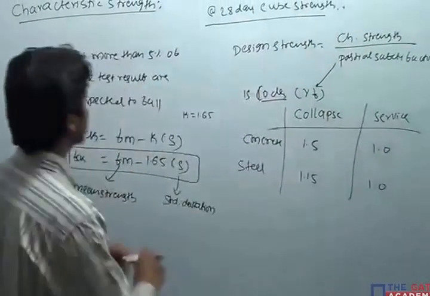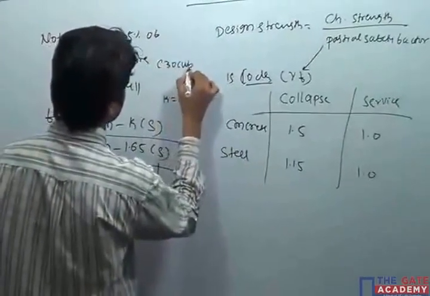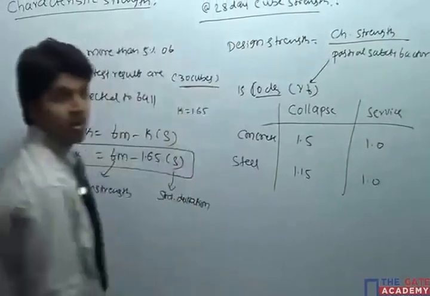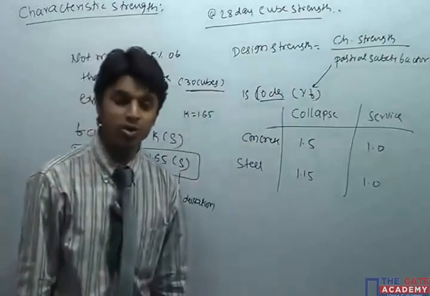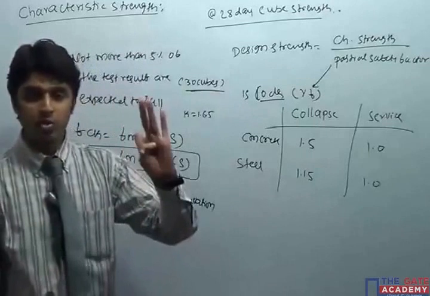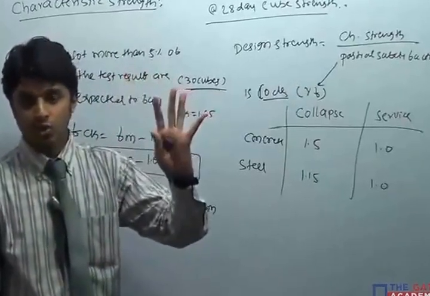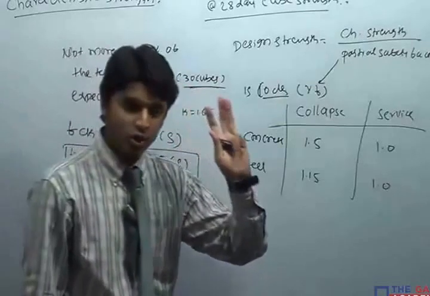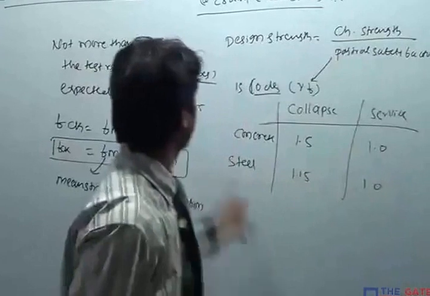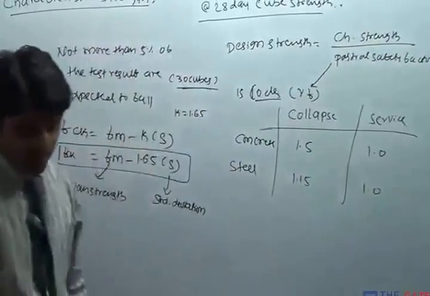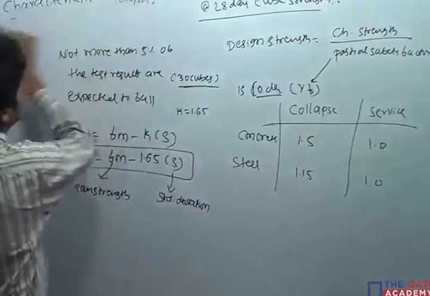To find this characteristic strength, minimum 30 cubes are used. To find the characteristic compressive strength of the concrete, 3 cubes are used. To find tensile strength, 5 cubes are used. To find the characteristic strength, you are using 30 cubes. Now, this is about the characteristic strength.